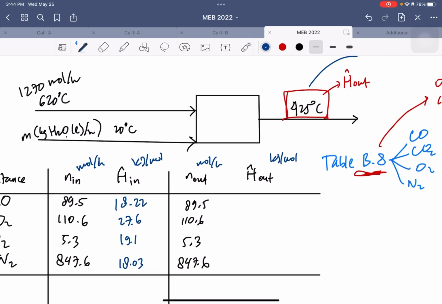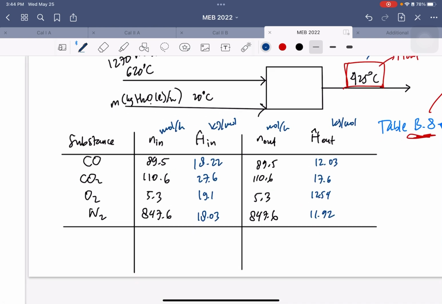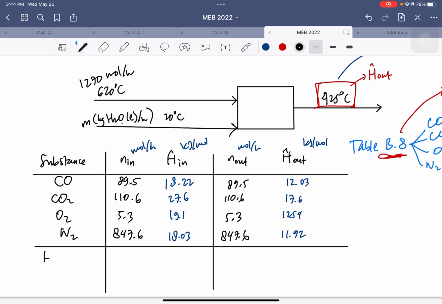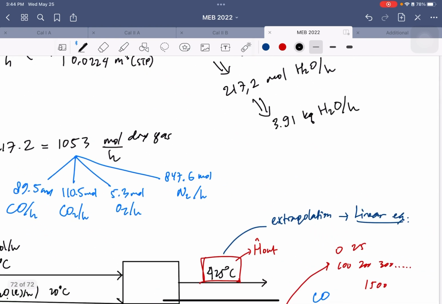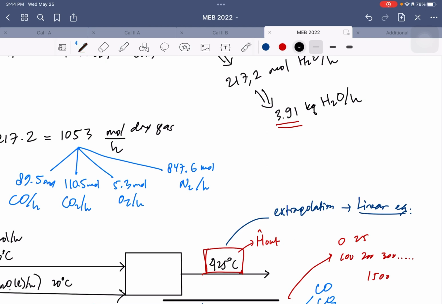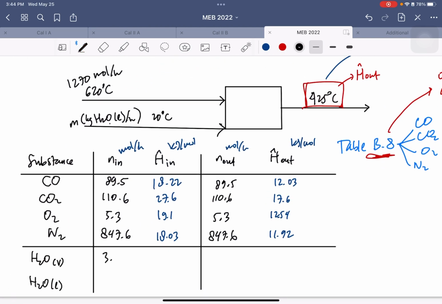So from that method we get 12.003, 17.6, 12.54, 11.90. Okay, now we have the water for the vapor and water for the liquid. Now water for the vapor, at the beginning it's around 3.91. Okay, that's the initial condition, and we don't know the flow rate when it's going out for the liquid one.